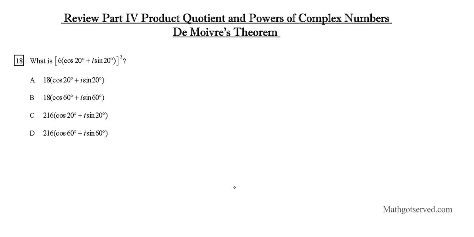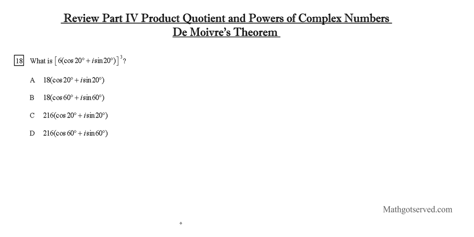In this section, we're going to be focusing on operations on complex numbers, quotient, product, and powers of complex numbers in polar form, including the use of the De Moivre theorem. Let's go ahead and take a look at question number 18. It says, what is 6 cosine 20 plus i sine 20 to the third power in polar form.